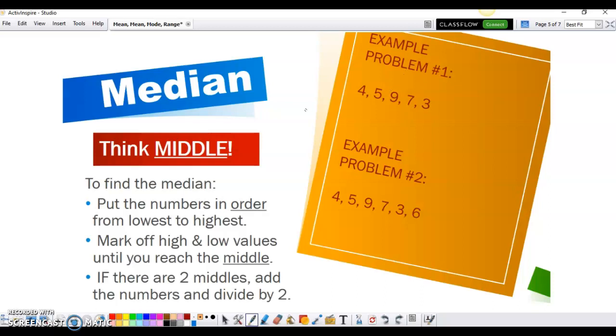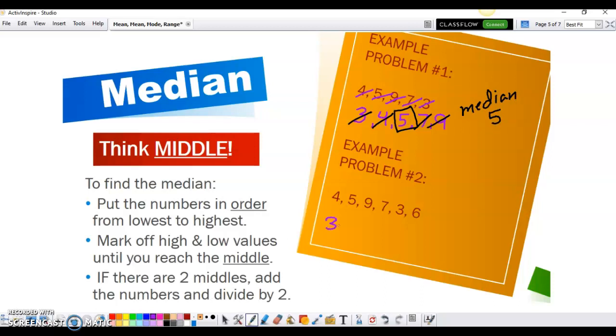So on the first one, the first thing we have to do is put the numbers in order, lowest to highest. All right, so I've got 3, 4, 5, 7, and 9, okay? And then it says to mark off the high and low values until you reach the middle. All right, so I'll mark off one low, one high, one low, one high, and I'm left with 5. So my median in the first data set is going to be 5 because it's right there in the middle, okay? Now let's look at our second example.